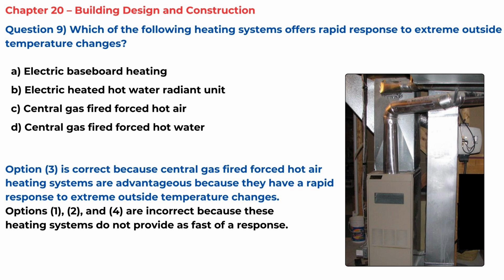Option 3 is correct because central gas-fired forced hot air heating systems are advantageous because they have a rapid response to extreme outside temperature changes. Options 1, 2, and 4 are incorrect because these heating systems do not provide as fast of a response.